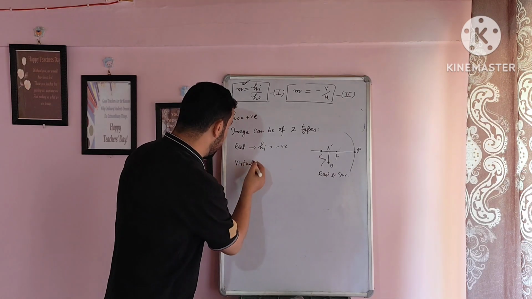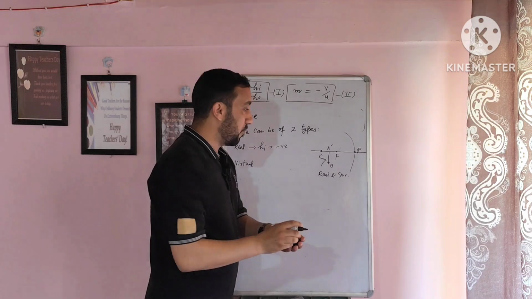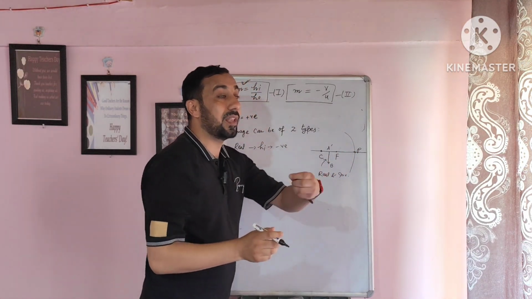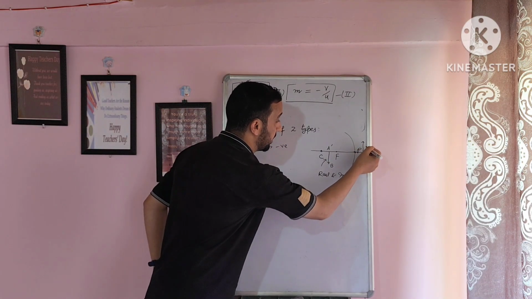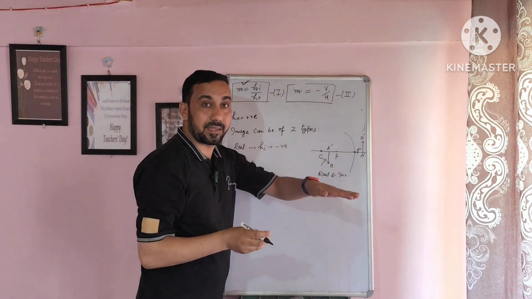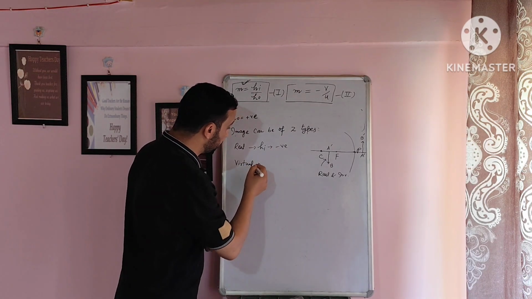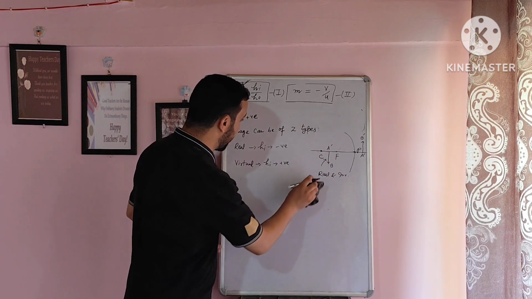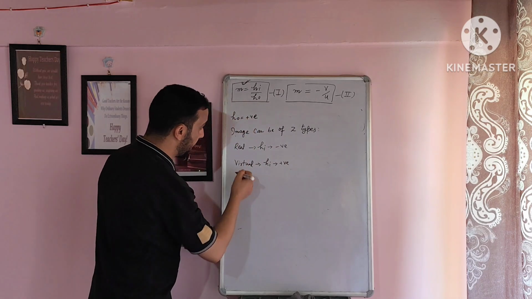But if the image is virtual, like in the first case of the concave mirror, when the object is placed between P and F, the image formed is virtual and behind the object like this. When the image is virtual, it is always erect. Erect means it is always above the principal axis. So we can say that when the image is virtual, Hi will be positive.